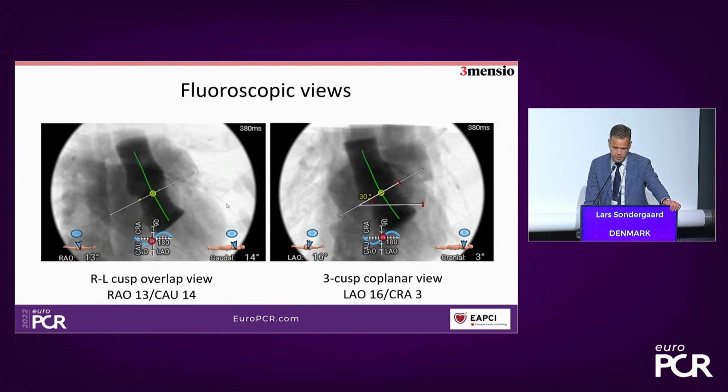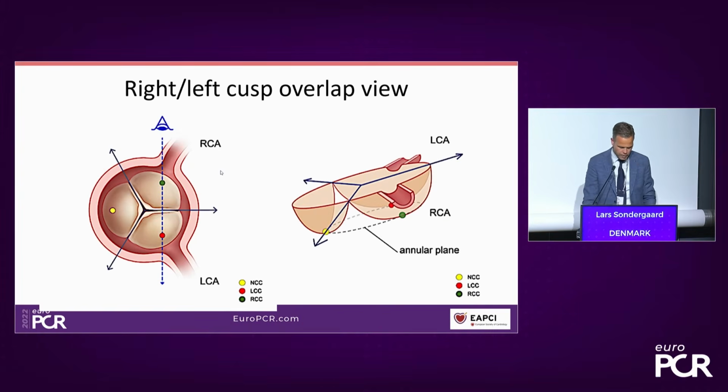And for this, we're going to use the cusp overlap view, where we're going to have the non-coronary cusp over here, and we have a right and left cusp overlap where we have the right and left commissural over here. And now, if we go to the implantation, this is how it looks from above. So we can have an overlap, and there's one commissural here. And this is how it looks during the implantation.